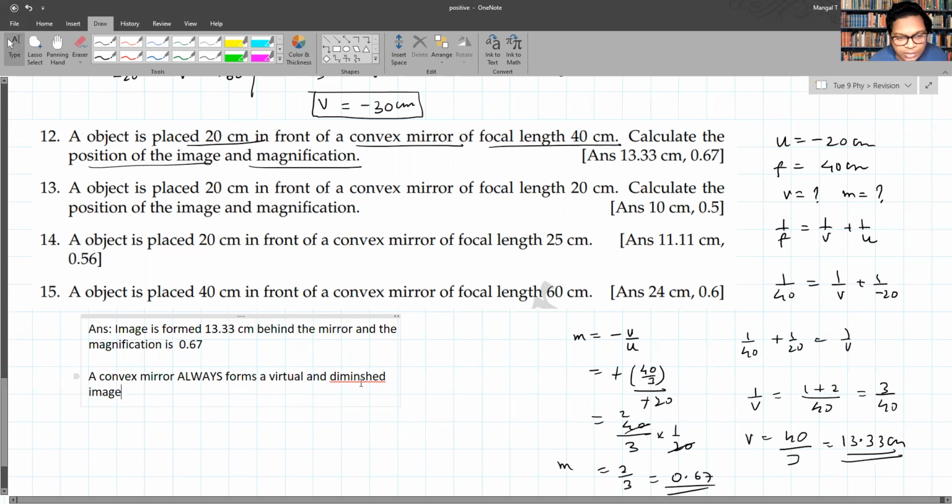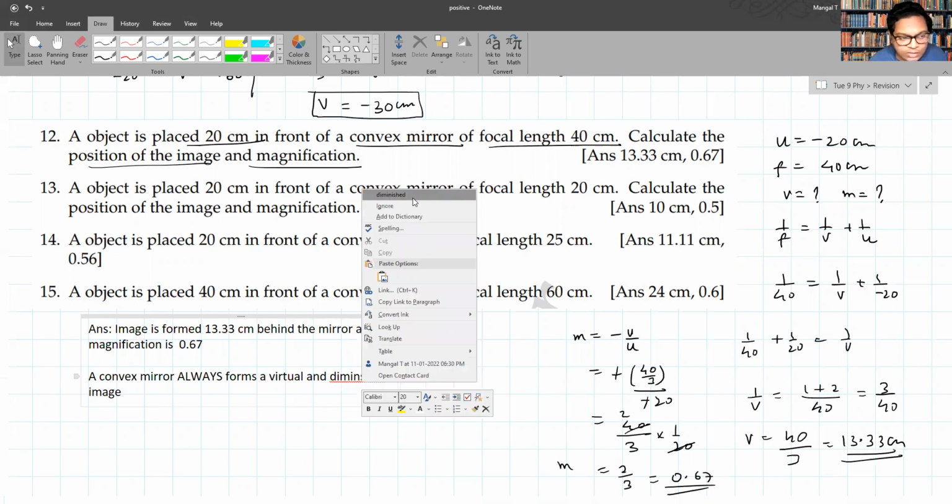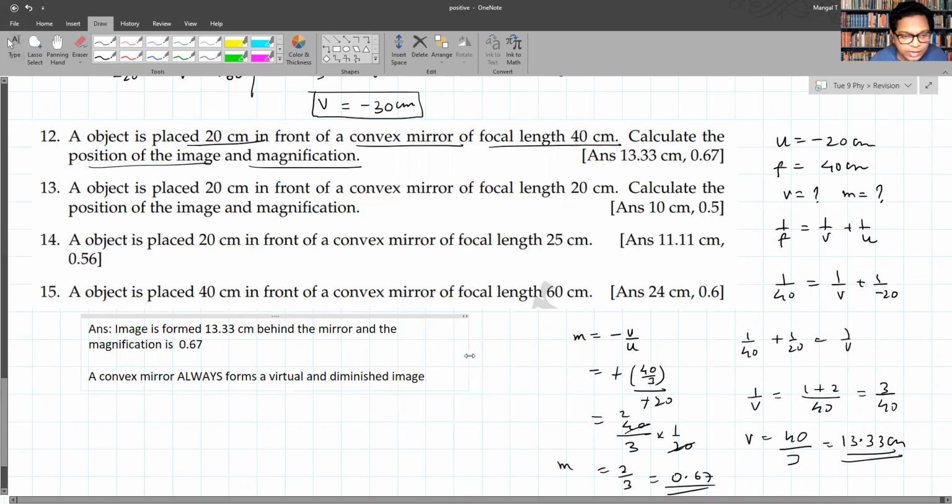Okay, so the image formed by a convex mirror will always be virtual and it will always be diminished. That means the m value that you get, magnification value, will be plus, and this number will always be smaller than 1. Okay, like in this particular case, all these questions you see, the number is plus and smaller than 1. Is that clear?